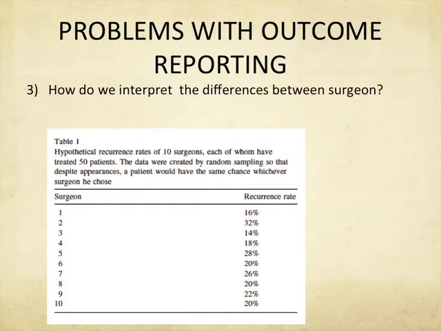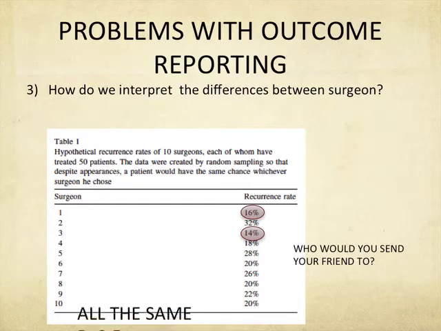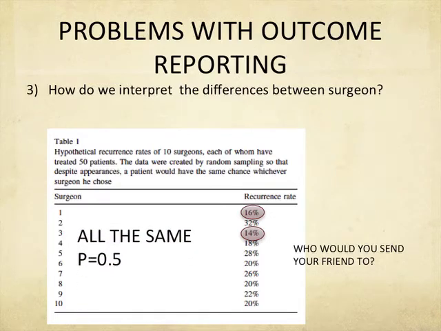And I thought this was an interesting point from one of the papers. Say these are 10 hypothetical surgeons who each treated 50 patients. If you were looking at these 10 surgeons, who would you refer your friend to, looking at these recurrence rates? I think a lot of people would say, well, surgeon 1 and surgeon 3, I think. They seem like the best people that I would send them to. But you'd be wrong. They're all the exact same. With only 50 patients treated, there's no significant difference between any of these.